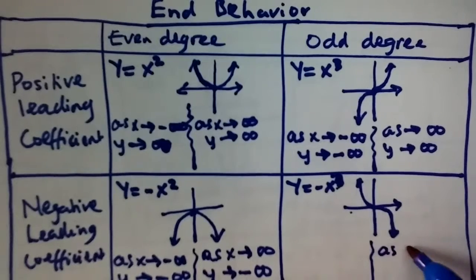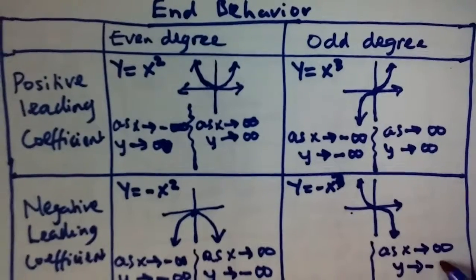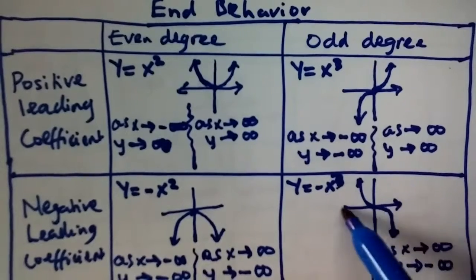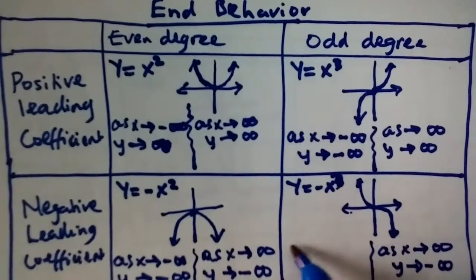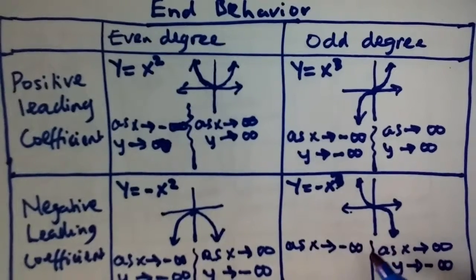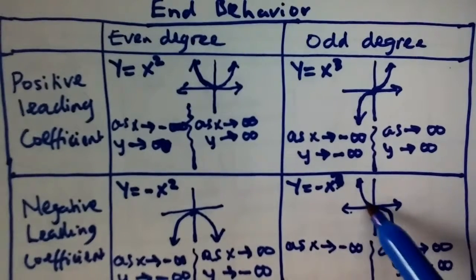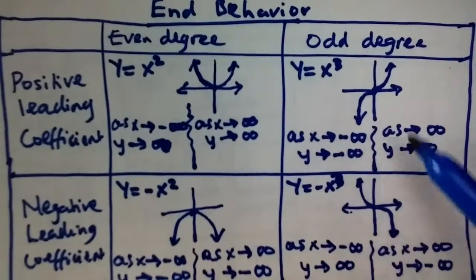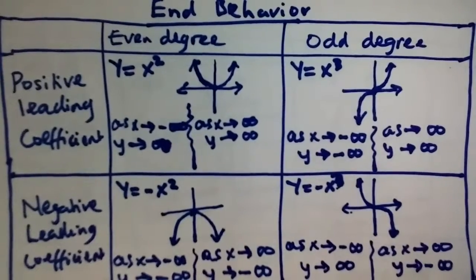So as x approaches infinity, y is approaching negative infinity. On the left side, as x approaches negative infinity, we can see that y is approaching positive infinity. So basically, that's a description of the end behavior.